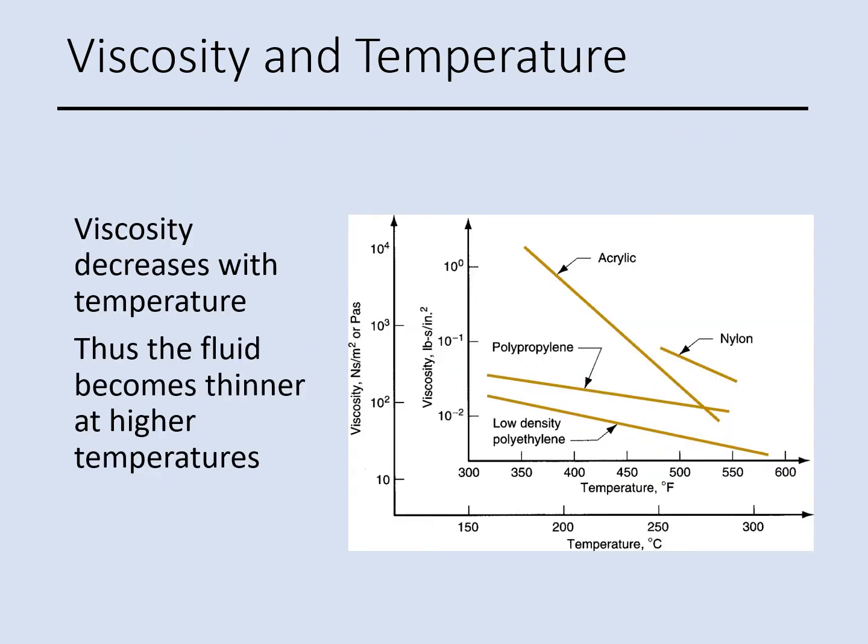Also, the viscosity changes over temperature. Here we have the plot that shows the viscosity of the various materials like acrylic, nylon. For example, if you see nylon, as the temperature increases, going this way, the viscosity comes down, right? So viscosity decreases. And same thing for other polymers in this slide.